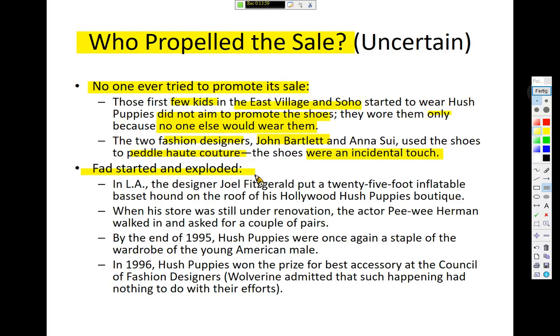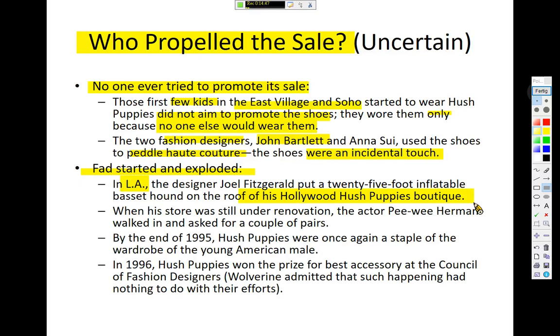So the first time, in Los Angeles, the designer Joel Fitzgerald put a 25-foot inflatable basset. Basset is the dog, right? It's a balloon dog, 25 feet long, a huge one, just hanging on the roof of his Hollywood hush puppies boutique. A boutique is a store selling high-end products, okay? So this is the first store. So look here, wow, that's high quality, right? So it must be some kind of fashion. So it seems like a seed put into a very high-quality nutrient bed so that it can grow well.